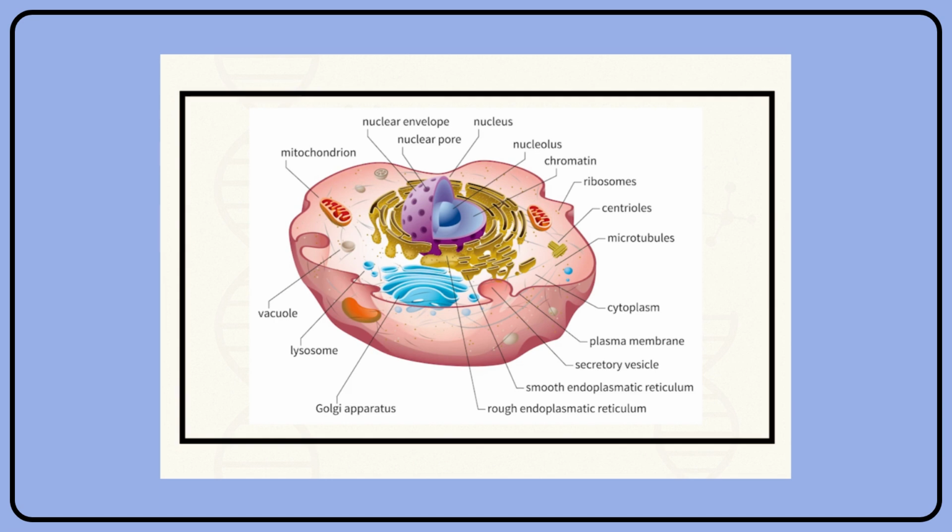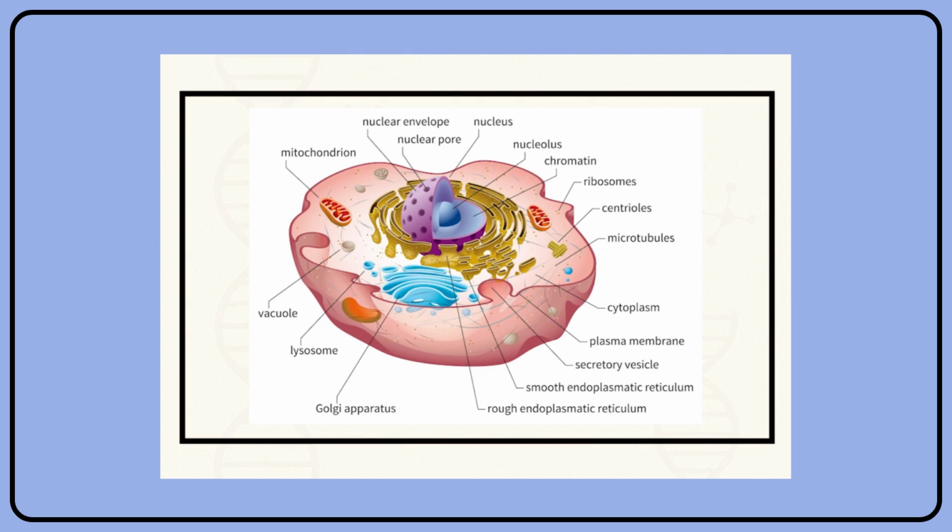Once products are made, the Golgi apparatus acts like the cell's post office, processing and packaging them for transport. So it is very important for the cell to package and process its final products through this important organelle called Golgi. Finally, organelles like lysosomes and peroxisomes serve as the cell's recycling center, which means that lysosomes and peroxisomes can break down waste materials and toxins.